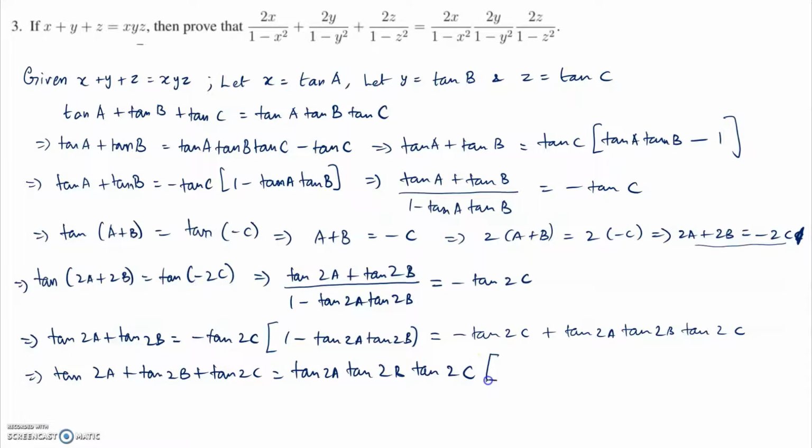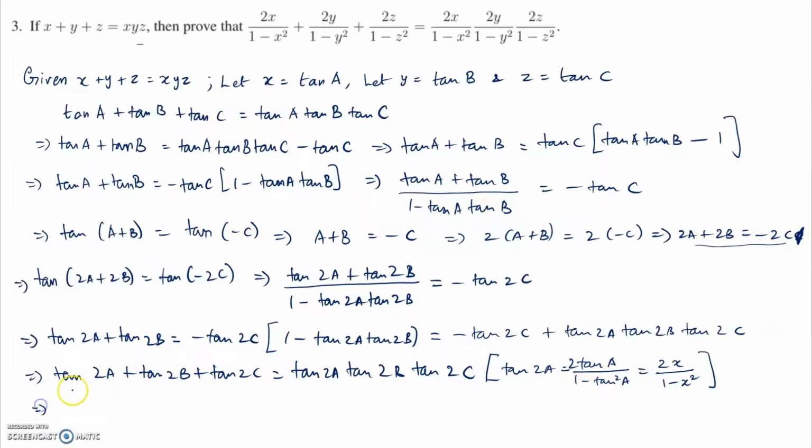Now, we know that tan 2a is equal to 2 tan a divided by 1 minus tan squared a. Now, we have already seen that our tan a is x. So, this is equal to 2x divided by 1 minus x squared. So, using this, let us replace all these expressions here.